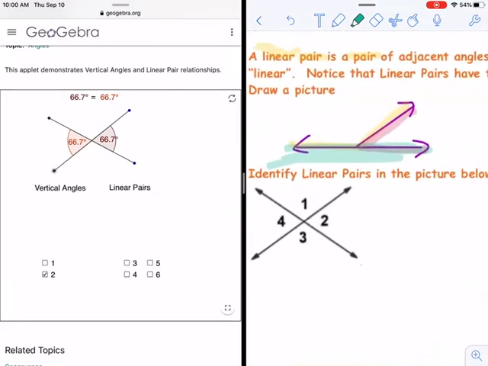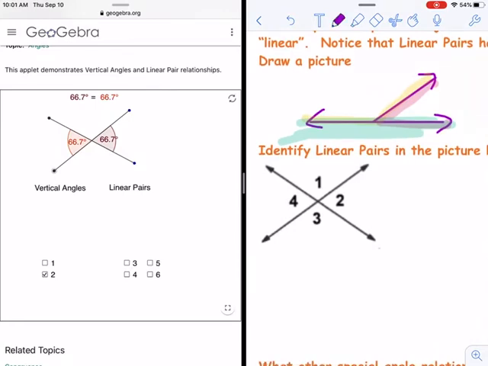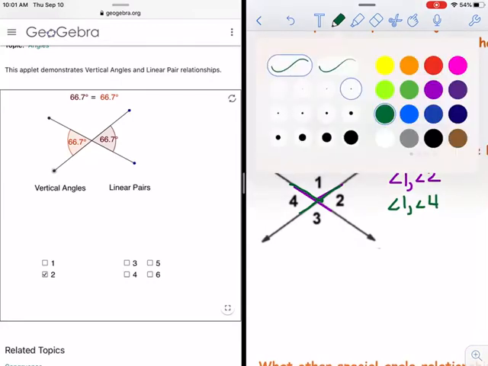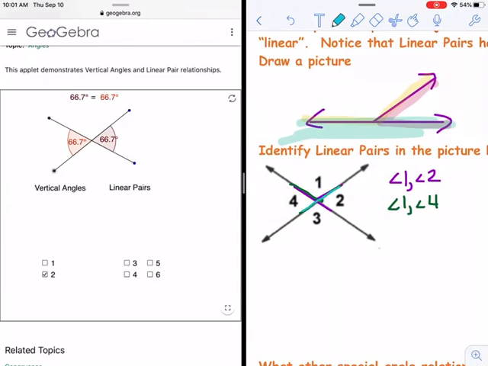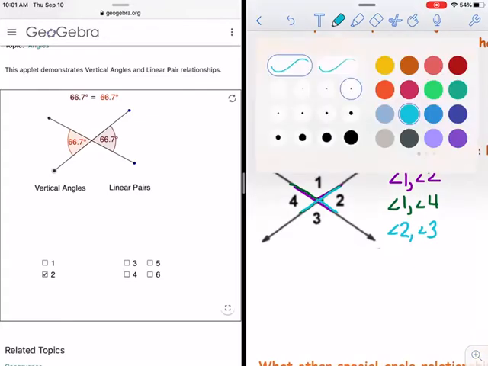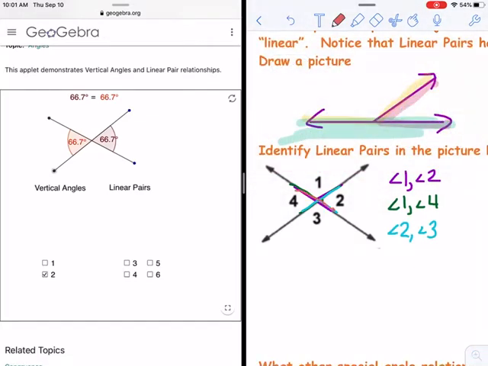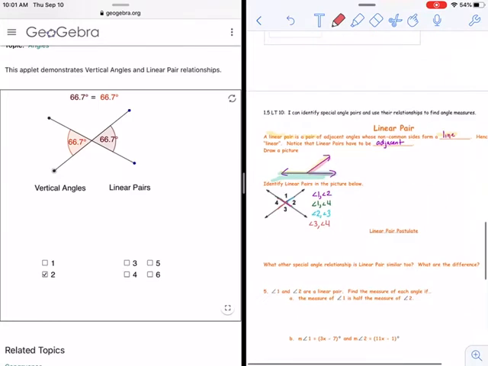All right, so identify the linear pairs here. Well, angle 1 and angle 2 form a linear pair. Similarly, angle 1 and angle 4 form a linear pair. Similarly, angle 2 and angle 3 form a linear pair. And then lastly, angle 3 and angle 4 form a linear pair.